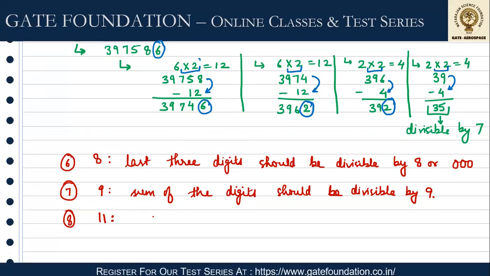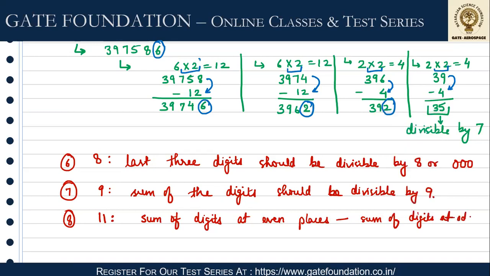So in case of 11, what you are supposed to do is find out the sum of digits at even places of the number, and subtract from it the sum of digits at odd places. Now if you get this answer to be either 0 or 11, your number is divisible by 11.